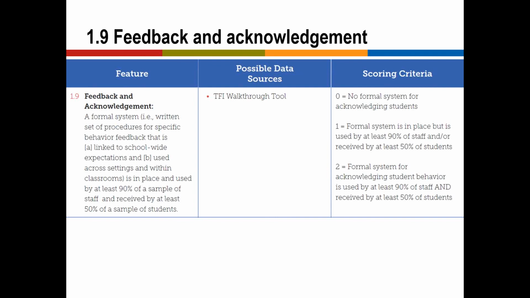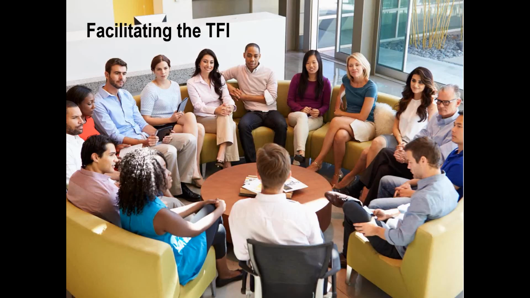The last item in Tier 1 that specifically lists the walkthrough tool as a resource is item 1.9. Note that in order to score a 1 or a 2, the acknowledgement system has to be used by at least 90% of staff and or received by at least 50% of the students. In our example, 80% of Purple Rain Elementary staff have given out a raindrop in the last 2 months, and 60% of Purple Rain students report getting a raindrop in the last 2 months. Since they didn't meet the 90% staff benchmark, this would contribute to a lower score for this item based on their TFI walkthrough.